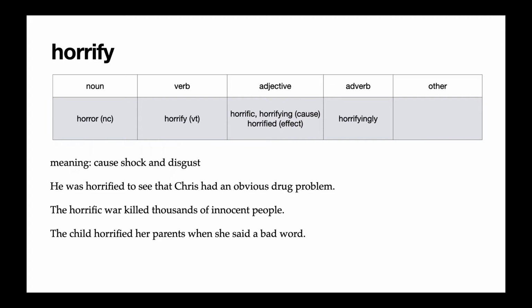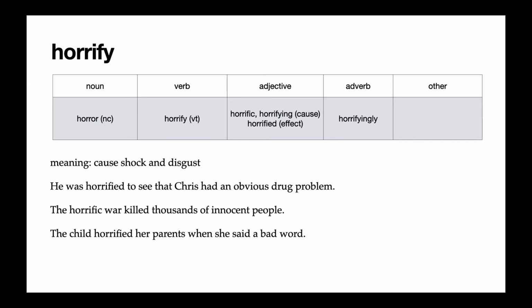Horrify is a transitive verb that means to cause shock and disgust. So in this story, we said he was horrified to see that Chris had an obvious drug problem. That means he was really shocked and saddened and disgusted to see that he had developed a drug problem.